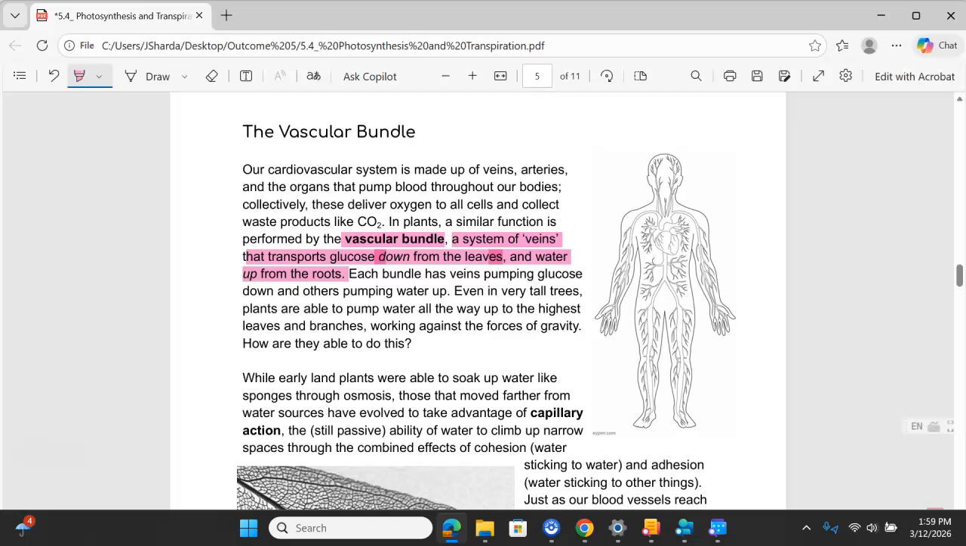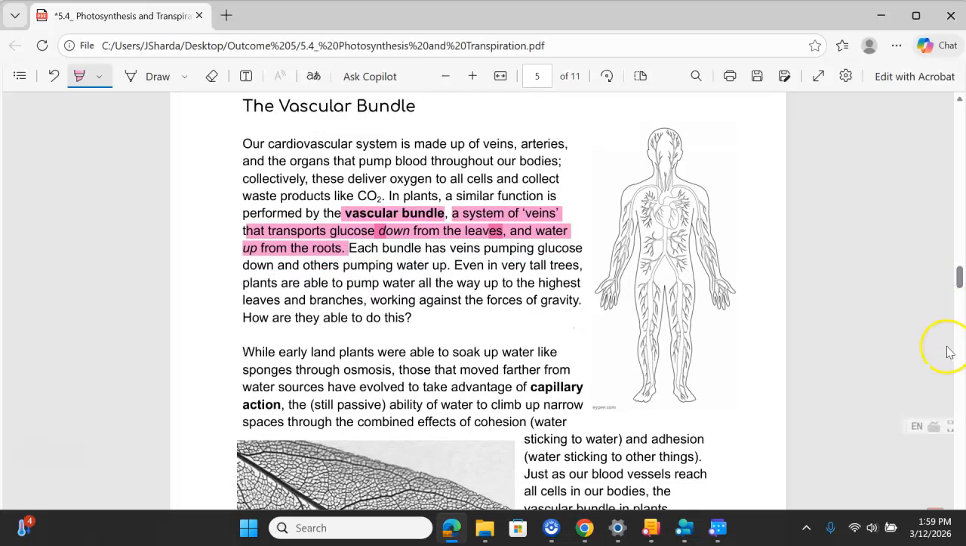Each bundle has veins pumping glucose down and others pumping water up. Even in very tall trees, plants are able to pump water all the way up to the highest leaves and branches, working against the forces of gravity. How are they able to do this?